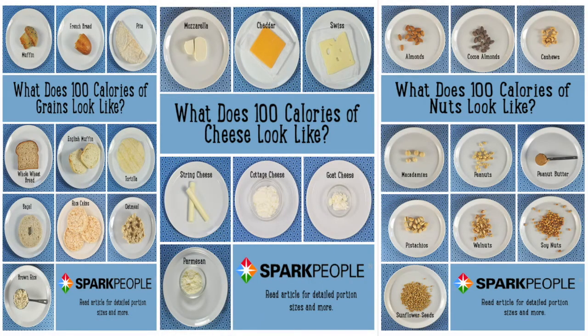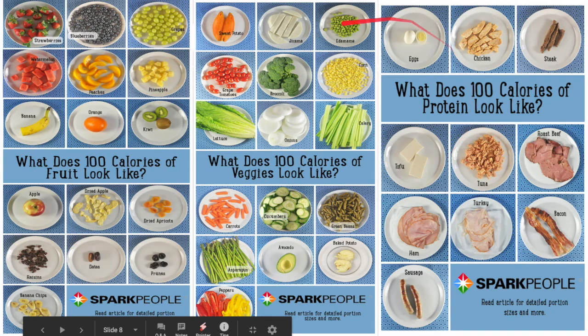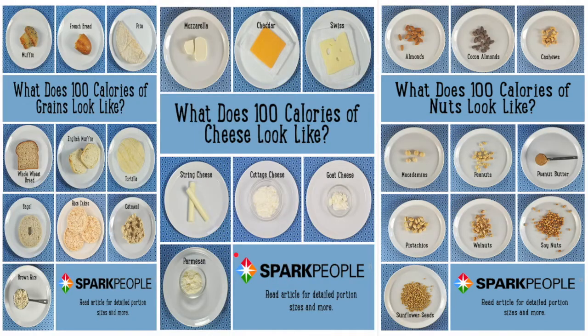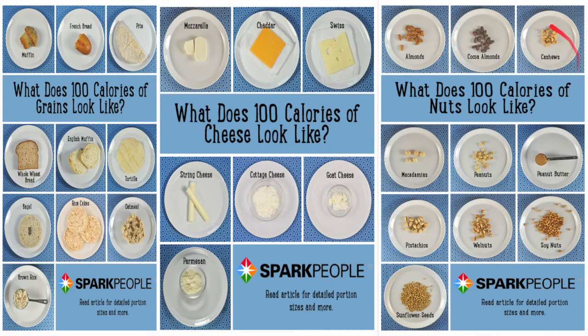All right, let's see. What do we have? We have grains. We have cheeses and nuts. Same concept, 100 calories. So if you'll notice, you're going to get a lot more food if we go back here on our fresh fruits and vegetables. You'll be much fuller than you will in the grains and breads category. Okay. Cheeses, same way. A little bit of cheese goes a long way. And then nuts over here.